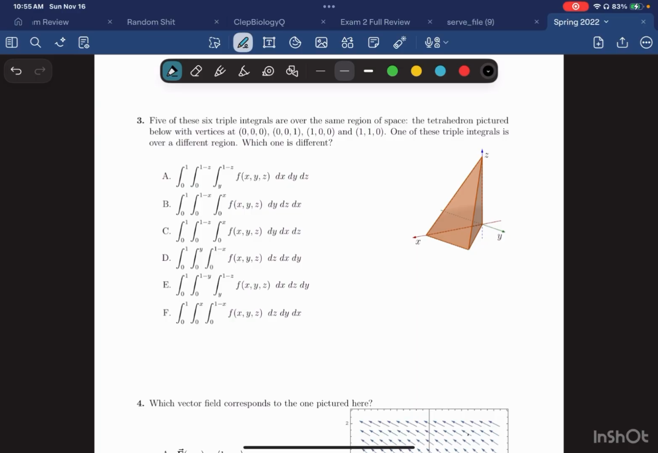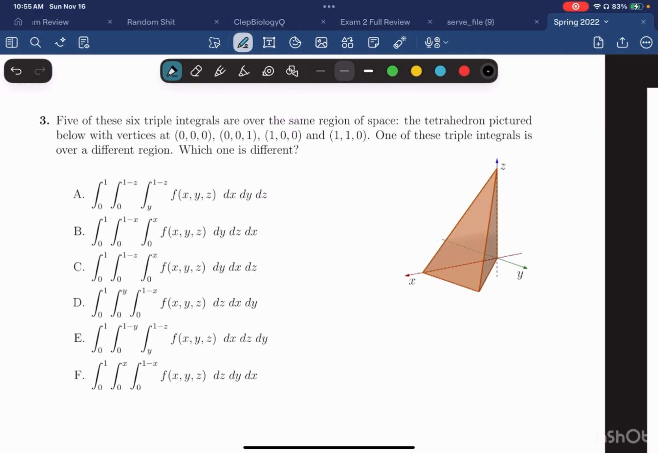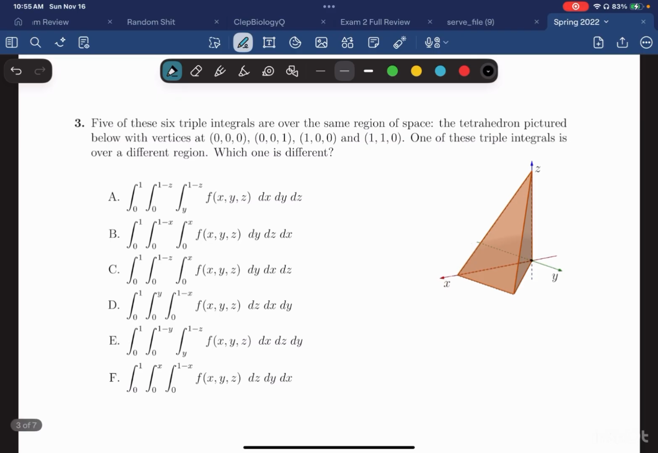Okay, number 3. 5 of these 6 triple integrals are over the same region of space. This very weird tetrahedron here. So let's label our points. This is 0, 0, 0. This point out here is 1, 1, 0. This point up here is 0, 0, 1. This point here is 1, 0, 0.